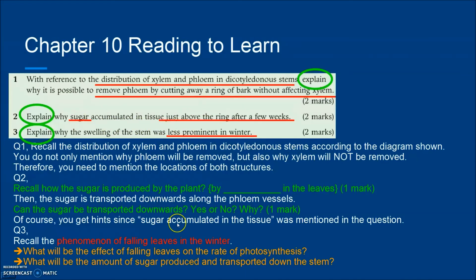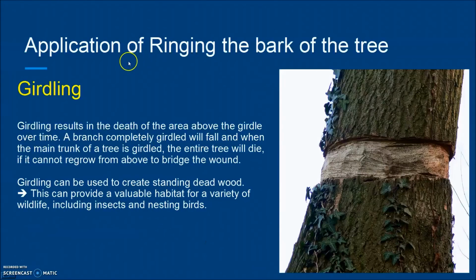After talking about the ringing experiment, I would like to talk about the application of the ringing of the bark of the tree. Somehow we do it on purpose, or by accident. There is a concept called girdling, which means we cut away the bark of the tree by this ringing method. It will result in the death of the tree above the girdle over time.